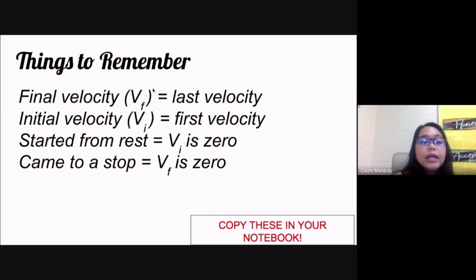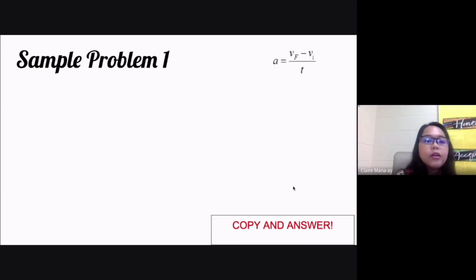For the next slide here, these are some of the important terms that I'd like you to know. Whenever you say final velocity, that's the last velocity of the object. Initial velocity, of course, when you say initial, that's the starting velocity, or that's the first velocity that the object has. When you see the term started from rest, okay, if an object starts from rest, that means initial velocity is 0. That means it was not moving at first. Now, if you see the terms came to a stop, that means final velocity is 0. Okay, so these are some of the terms that you are going to find in the problems that you are going to solve later.